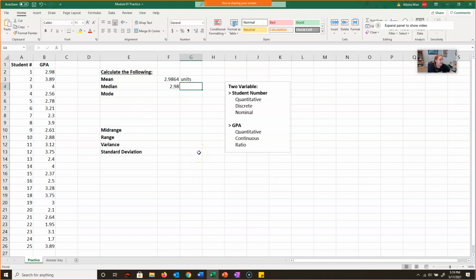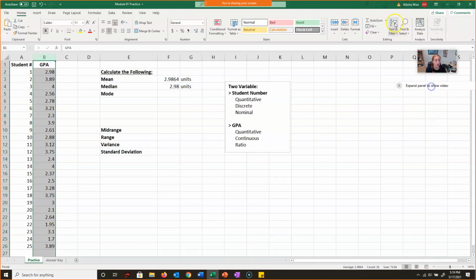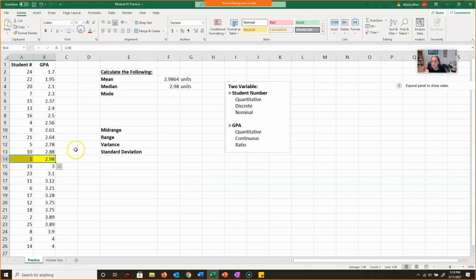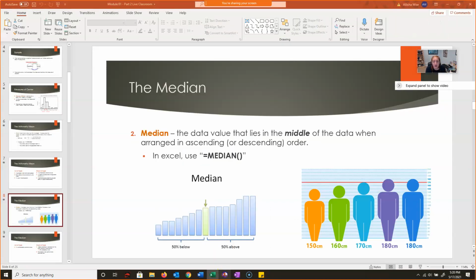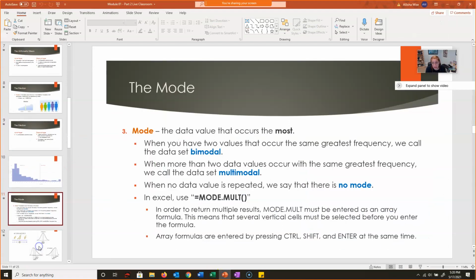So here the median is 2.98. So if we were to order all this data, which you don't have to do, I'm going to go ahead and order it real quick. You do not have to do this. But if we were to order all the data, we would see that the middle value here is 2.98, right? That's the median value. That's the value in the middle of all of the data. But again, you don't have to do that. You just have to type in equals median, bang, bang, boom. It's the middle value of all the sorted data. That's all.